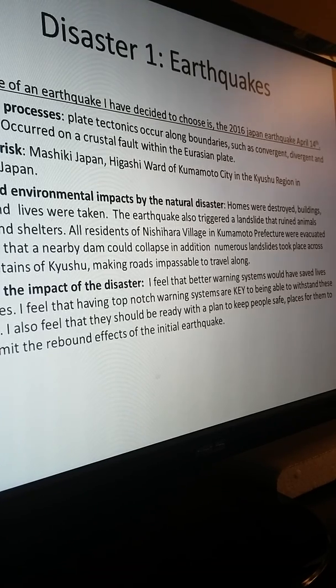How you could reduce the impact of the disaster would be just warning systems, in my opinion. Better warning systems would be key to defending against these.